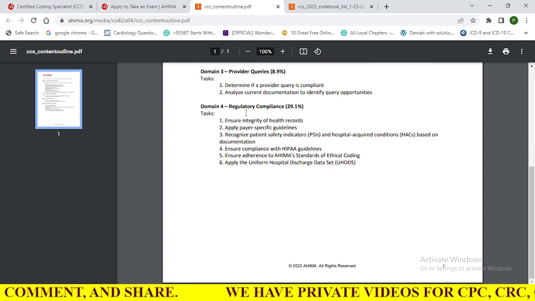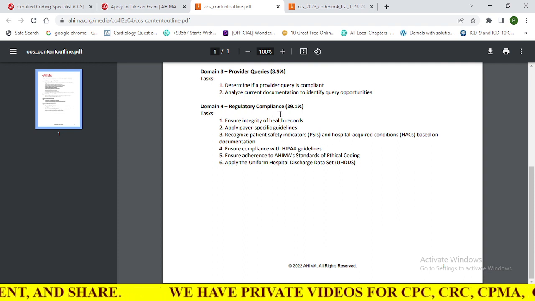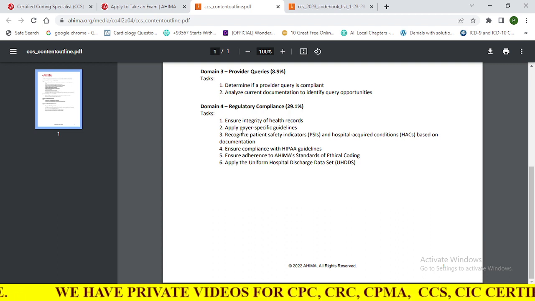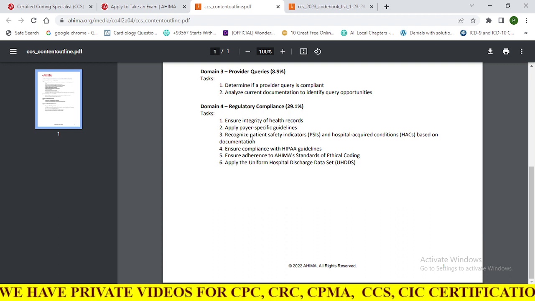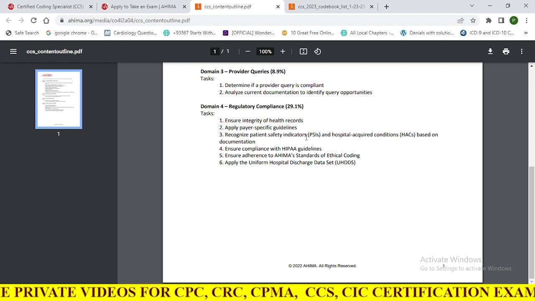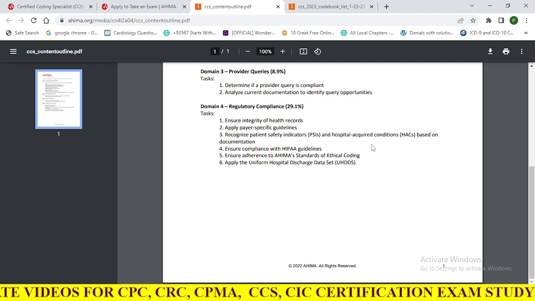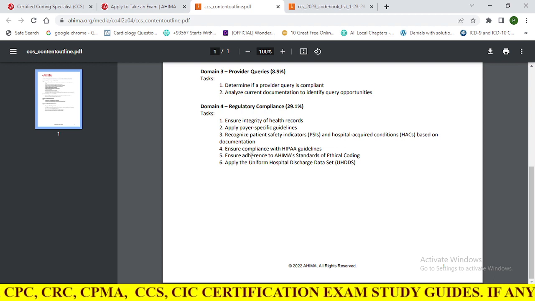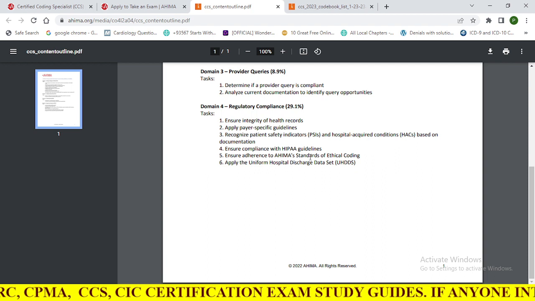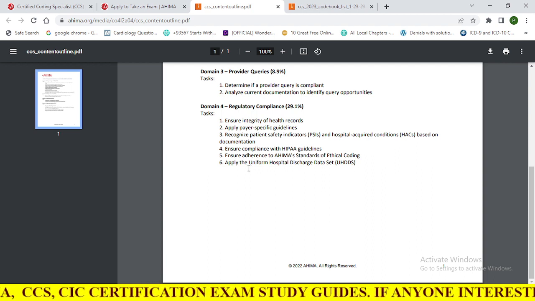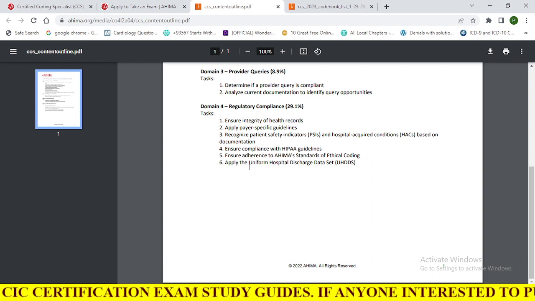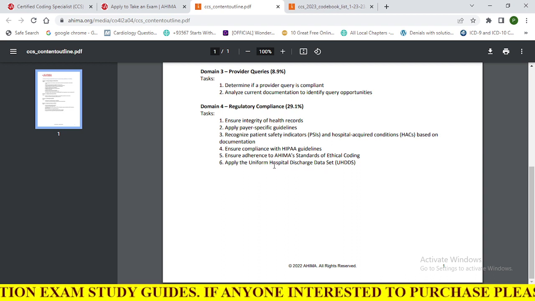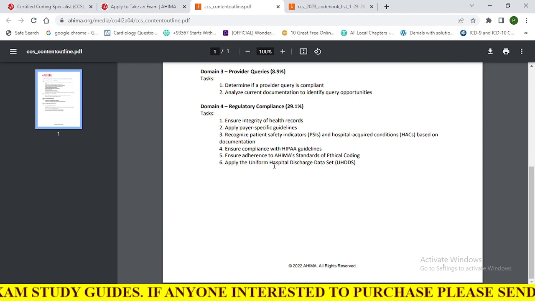Next, domain 4, regulatory compliance. It contributes 29.1%. Here we need to ensure the integrity of health records, apply payer-specific guidelines, and recognize patient safety indicators as well as hospital acquired conditions based on documentation. We need to ensure compliance with HIPAA guidelines, ensure adherence to AHIMA's standards of ethical coding, and apply UHDDS, which we usually call the Uniform Hospital Discharge Data Set. Based on this, we will confirm the primary or principal diagnosis.